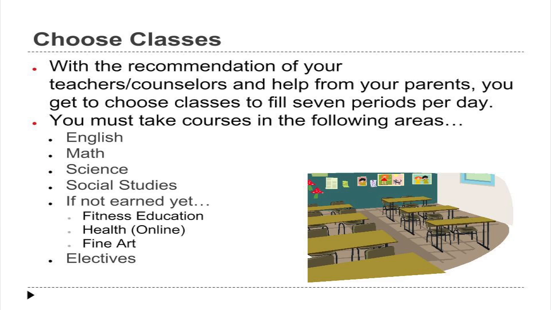Now it's time to choose your classes. With the recommendations of your teachers and counselors and help from your parents or guardians, you get to choose classes to fill 7 bells per day. You must take classes in the following areas: English, math, science, social studies, fitness education, and health to meet graduation requirements. You also have many electives to choose from to fill your schedule.